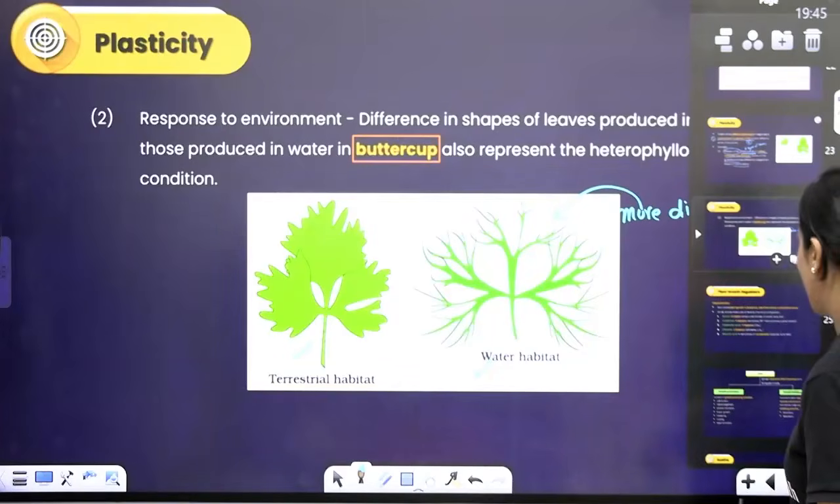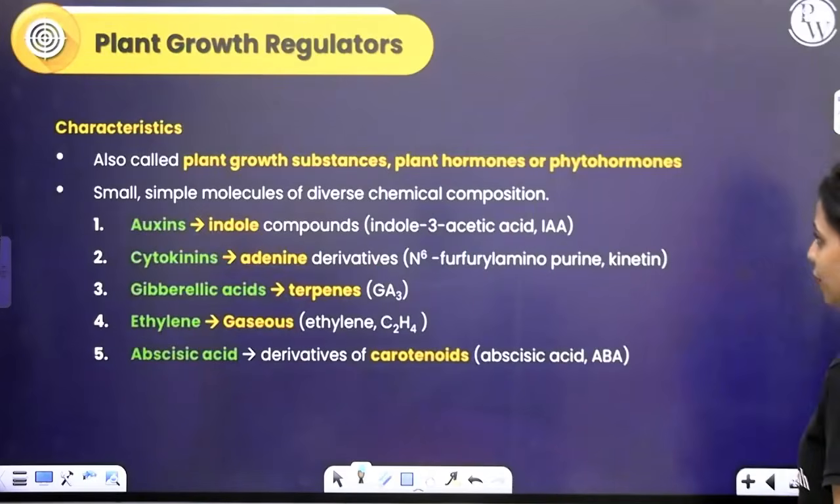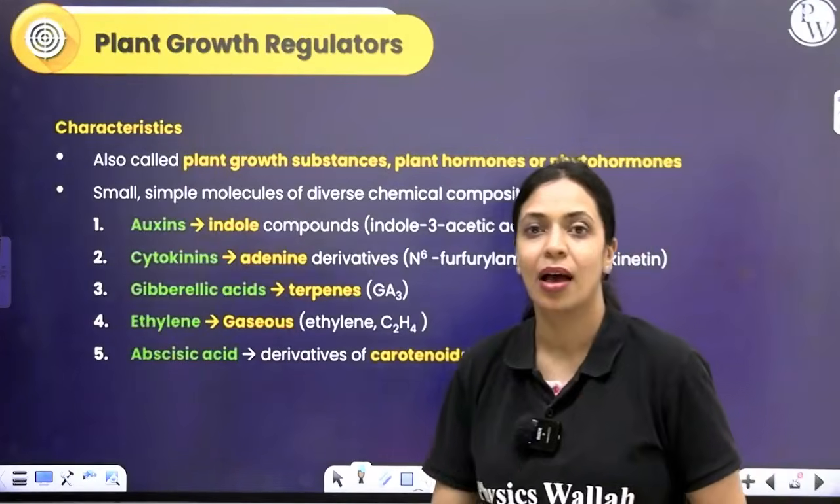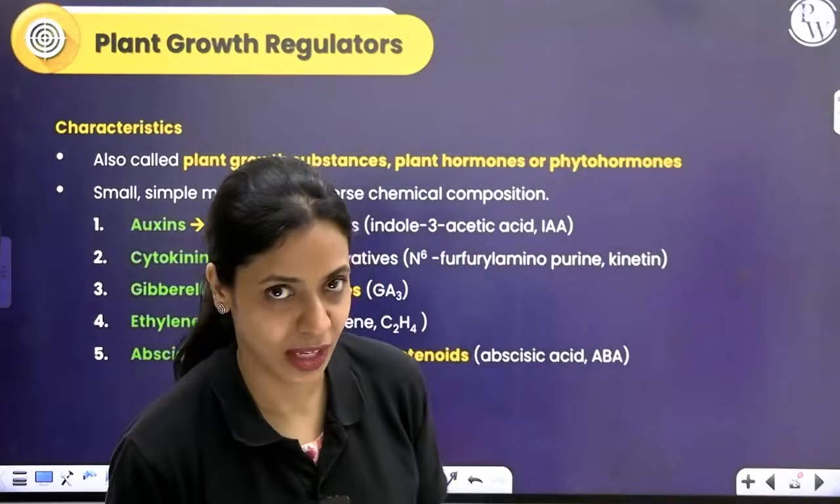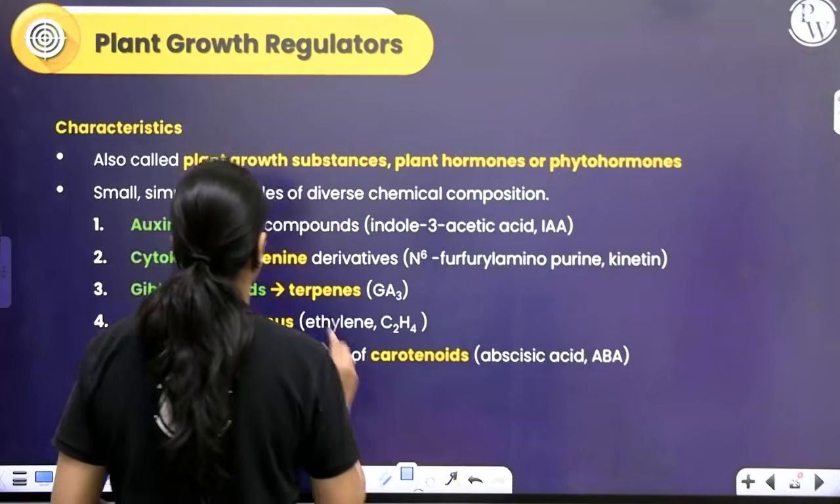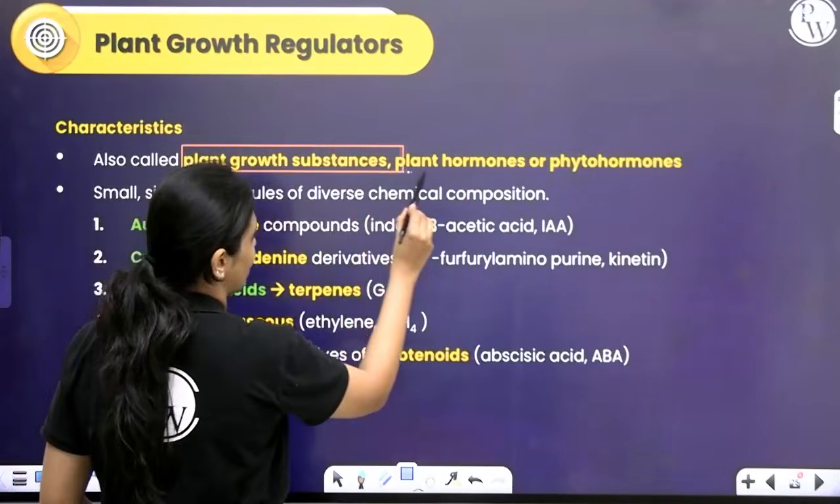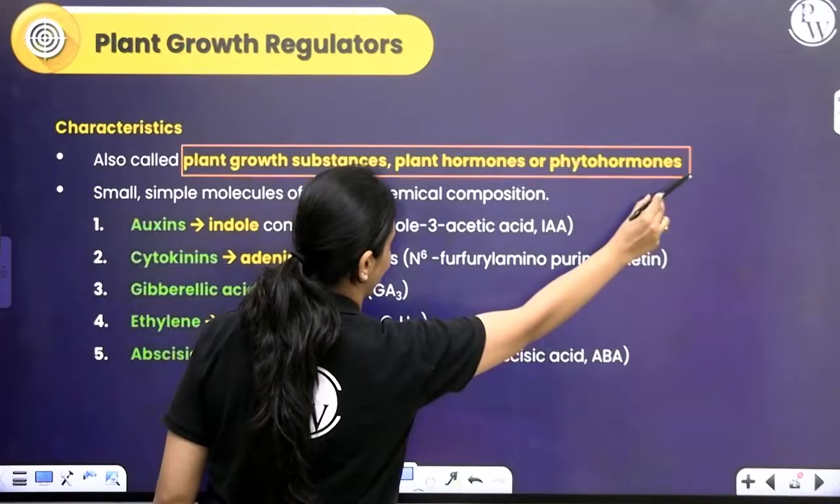That's about the first part of the chapter, growth and development. Now it is time to talk about plant growth regulators. Plant growth regulators have other names as well. They are also called plant growth substances, plant hormones and also phytohormones.